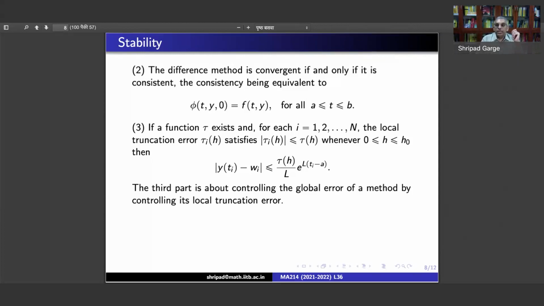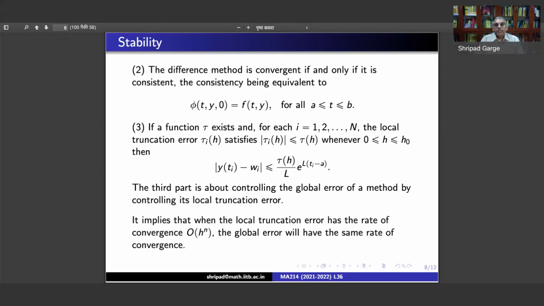So this third part is about controlling the global error of the method by controlling its local truncation error. Of course, the bound is weaker: the bound for the local truncation error is simply tau(h), whereas here it is tau(h) upon L times an exponential function. But whatever it is, there is a nice bound in terms of the function bounding the local truncation errors. And what this third part tells us is that if you have a certain rate of convergence for your local truncation error, then the global error will also have the same convergence.